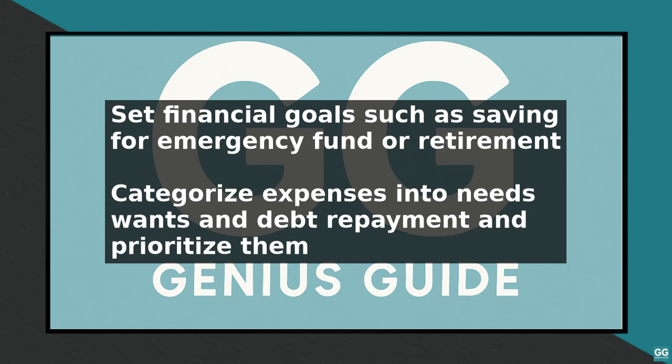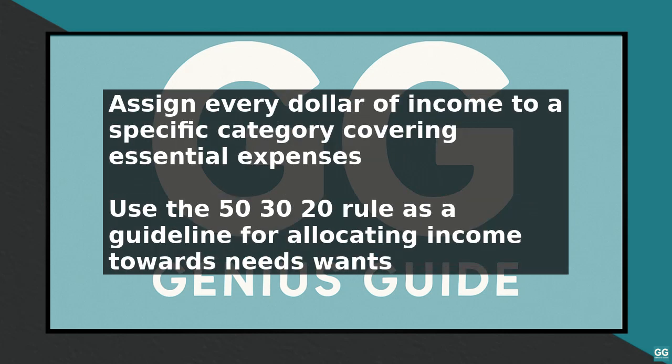Now, assign every dollar of your income to a specific category, making sure to cover essential expenses like rent, utilities, and groceries. Use the 50-30-20 rule as a guideline, allocating 50% of your income towards needs, 30% towards wants, and 20% towards debt repayment and savings.